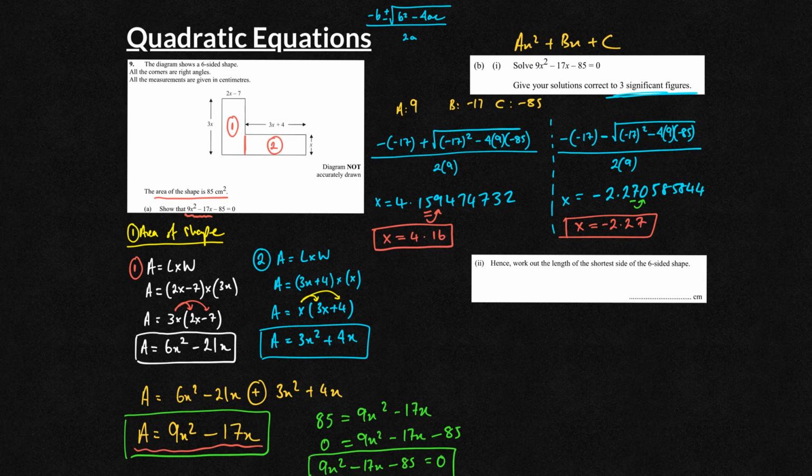If we look back at our shape, for shape 2, there's just the height of x there, or width, depending on how you're looking at it. Now we can't have a negative width, could we? So that negative solution wouldn't be valid. So realistically, we're looking at the 4.16 as our solution. So x equals 4.16. Okay, and it says here, hence work out the length of the shortest side of the six-sided shape.